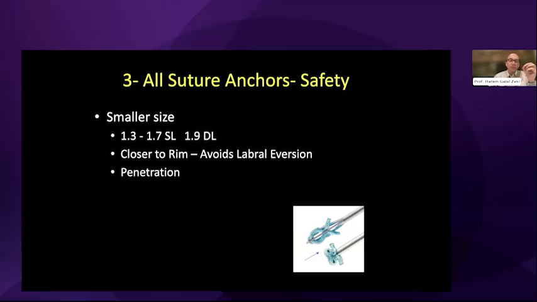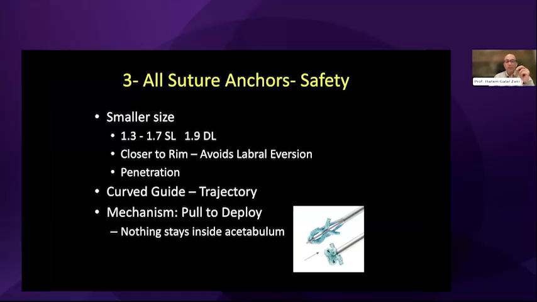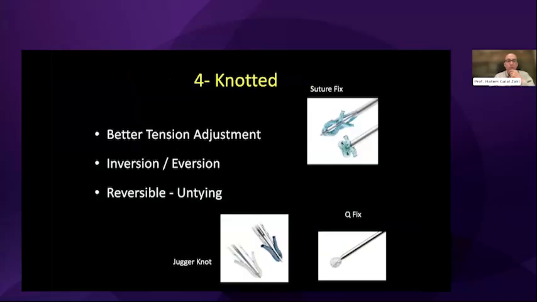And even if by any error there is penetration of the articular surface of the acetabulum, they depend on the mechanism of retraction. So even if they penetrate, you just retract them back and they're not inside the joint. Also, now with the new guides, you have a curved trajectory, so the trajectory is away from the acetabular edge. So it lessens the potential for complications. And as we said, the mechanism is you pulling to deploy in most of them, so even if you penetrate, it does not cause a problem.